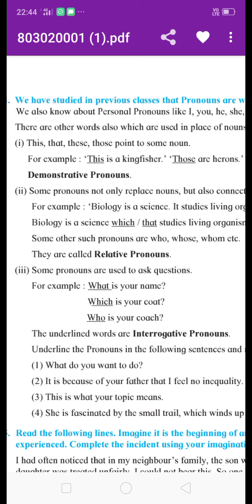Reflexive pronoun. See example: I hurt myself while playing. Which is the reflexive pronoun here? Myself. Then see next, she bought herself a new raincoat, or she bought herself a new umbrella. Or we can also use he bought himself a new book. Himself, herself, these are the reflexive pronouns.